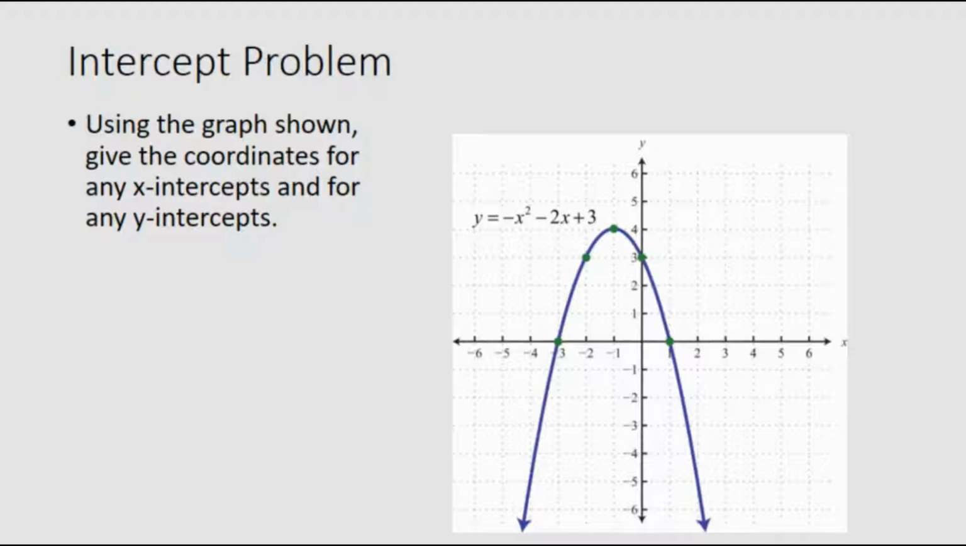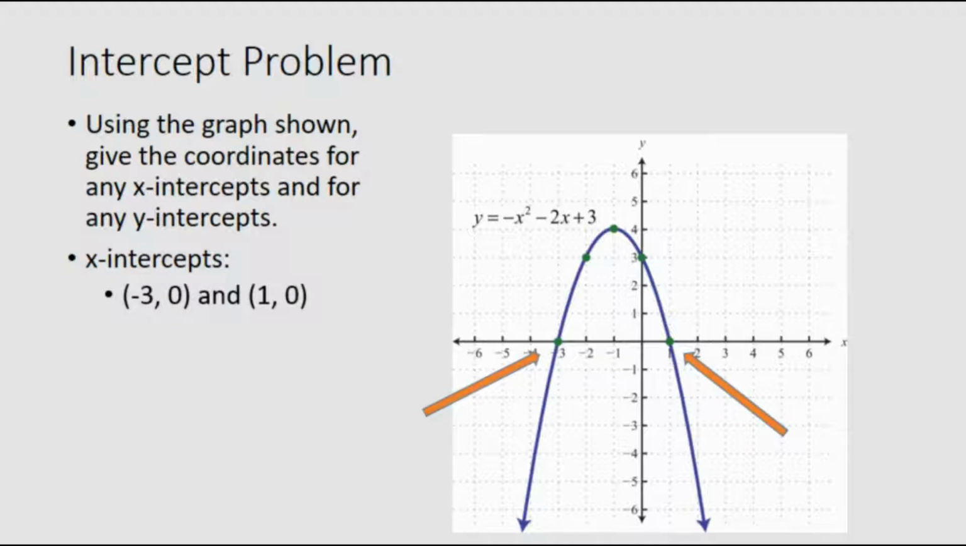In this screen, they're asking us to use the graph and give the coordinates for any x-intercepts and for any y-intercepts. Intercepts, again, are the point at which the graph crosses the x and or y axis. So for the x-intercepts, there are two. The coordinates are (-3, 0) and (1, 0). And you can see where any and all x-intercepts always have a y-coordinate equal to 0.